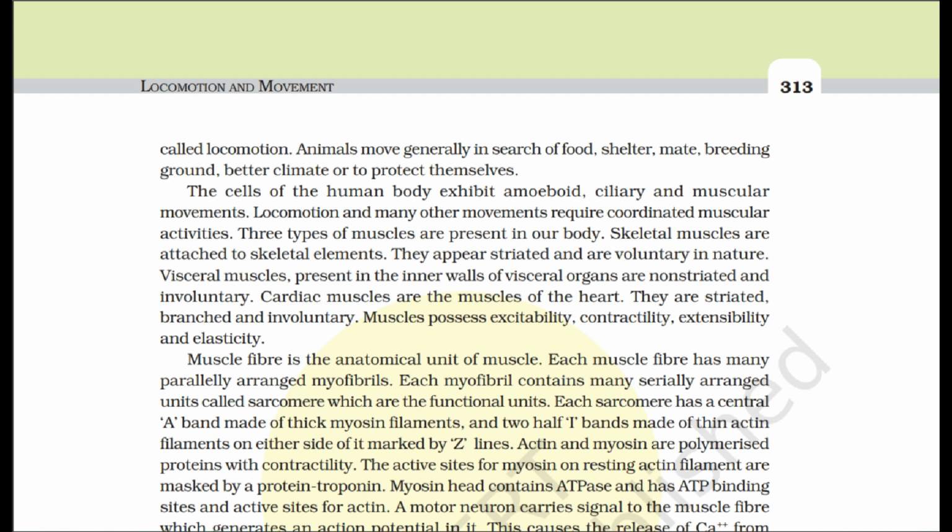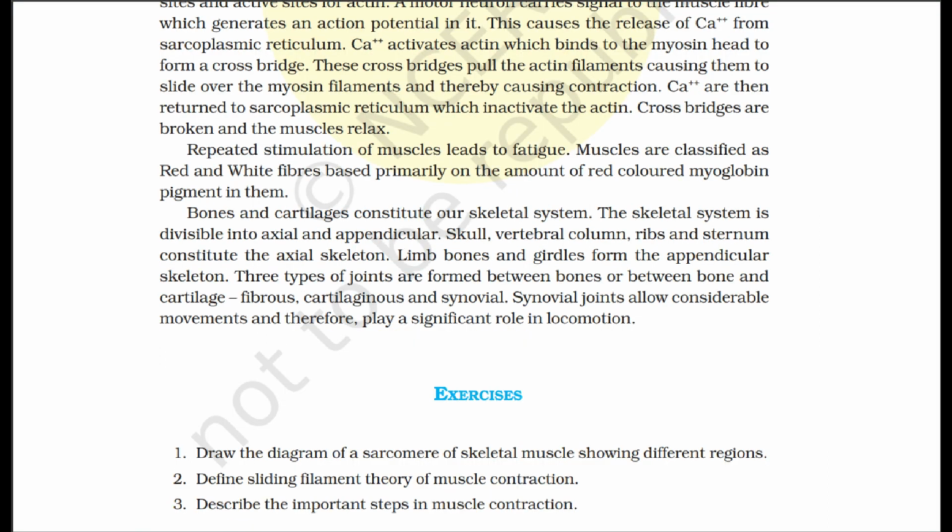The active sites for myosin on resting actin filament are masked by a protein troponin. Myosin head contains ATPase and has ATP binding sites and active sites for actin. A motor neuron carries signal to the muscle fiber which generates an action potential in it. This causes the release of calcium ion from sarcoplasmic reticulum. Calcium ion activates actin which binds to the myosin head to form a cross bridge. These cross bridges pull the actin filaments, causing them to slide over the myosin filaments and thereby causing contraction.